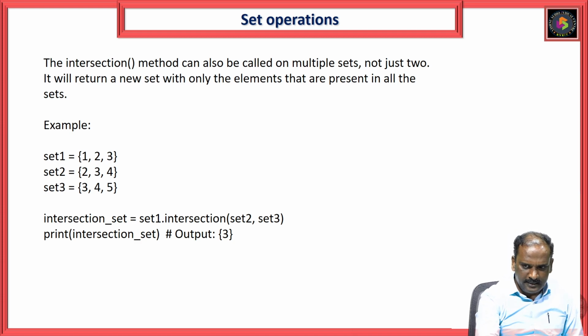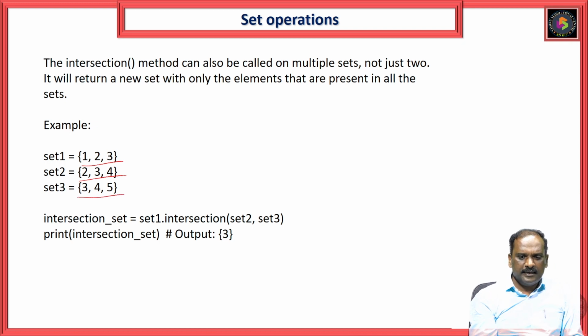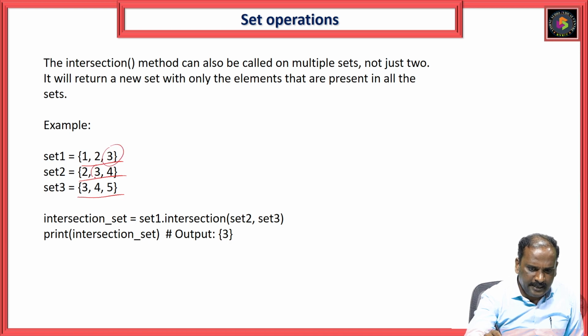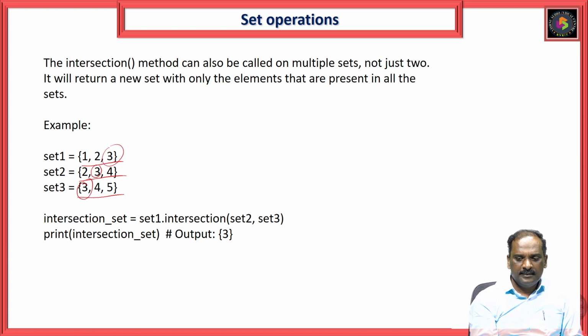So this is the example that we have just now seen. Set 1 is containing 1, 2, 3, set 2 is containing 2, 3, 4, set 3 is containing 3, 4, 5. So here the common element is 3 among the three sets. So the output will be 3.